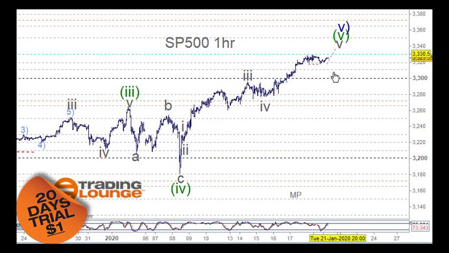But let's just go to the hourly chart first, and then we can start talking about this top here. So this is another way to look at it as well.